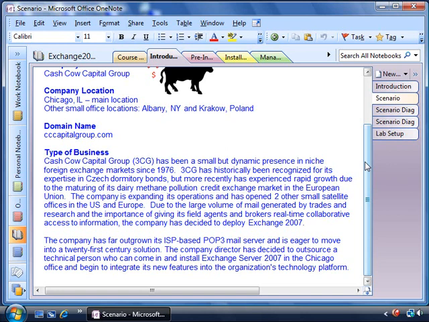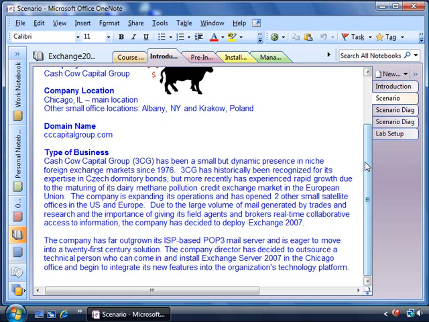This company is expanding due to its big business and has opened 2 other small satellite offices in the US and Europe. Their business has brought a large volume of mail generated by trades, new research. The opportunity for Exchange 2007 exists in the large volume of email generated by trades and research, and the importance right now of giving the field agents and brokers real-time collaborative access to that information. Currently, the company is using an ISP with POP3-based mail that they outgrew a long time ago and is eager to move into a new solution.